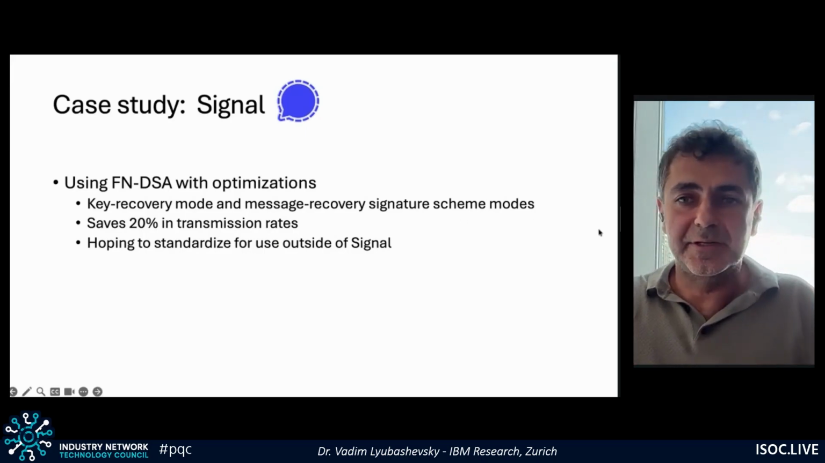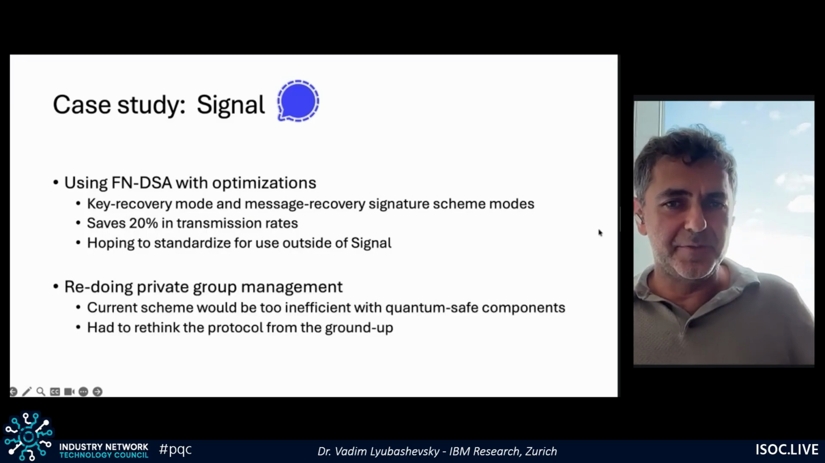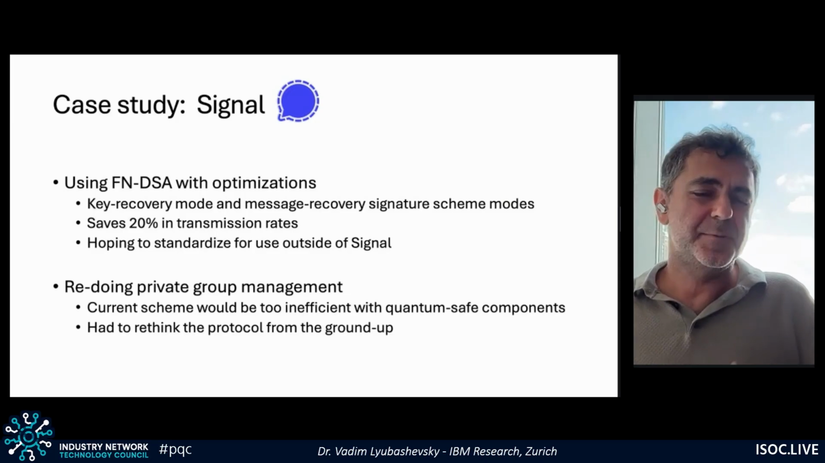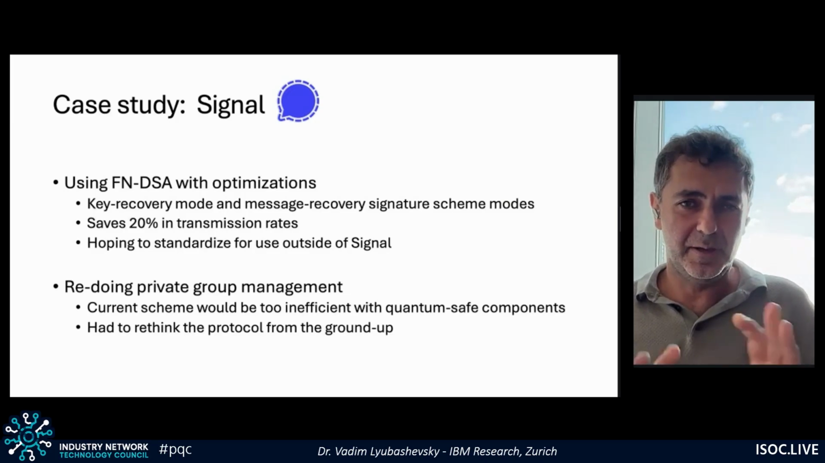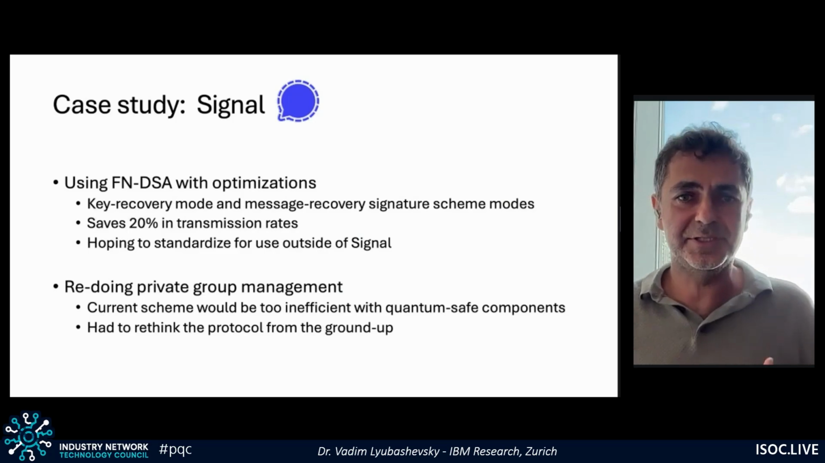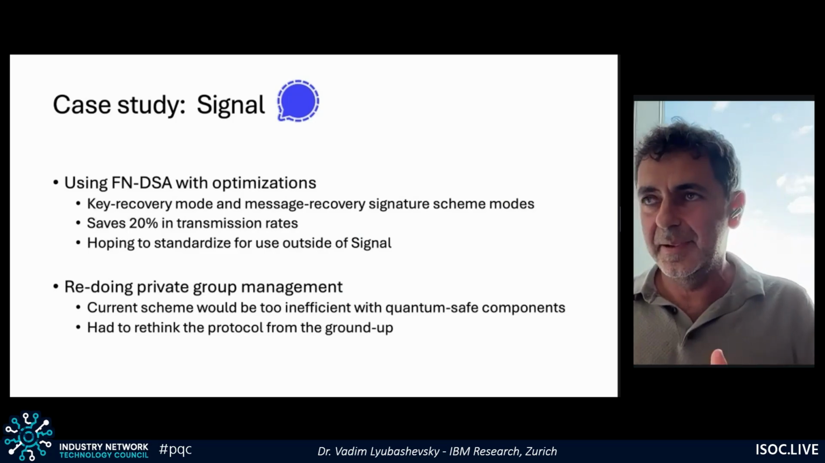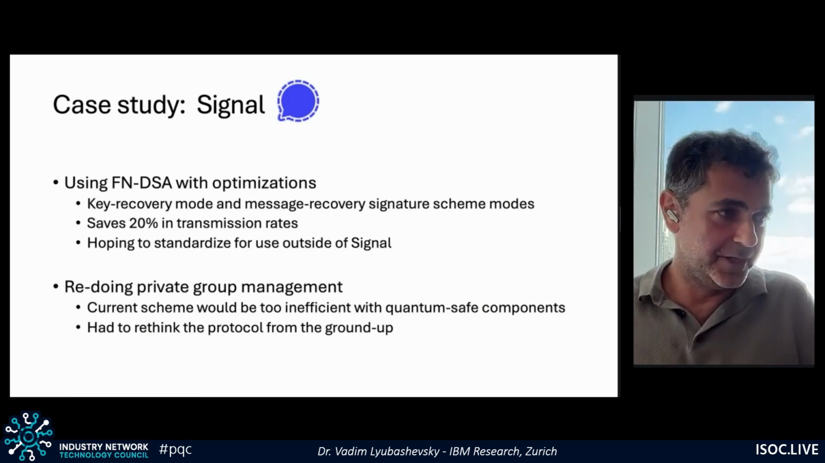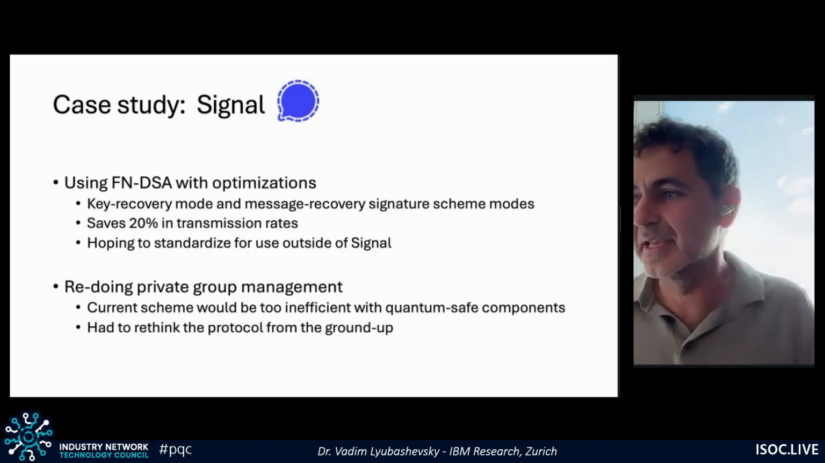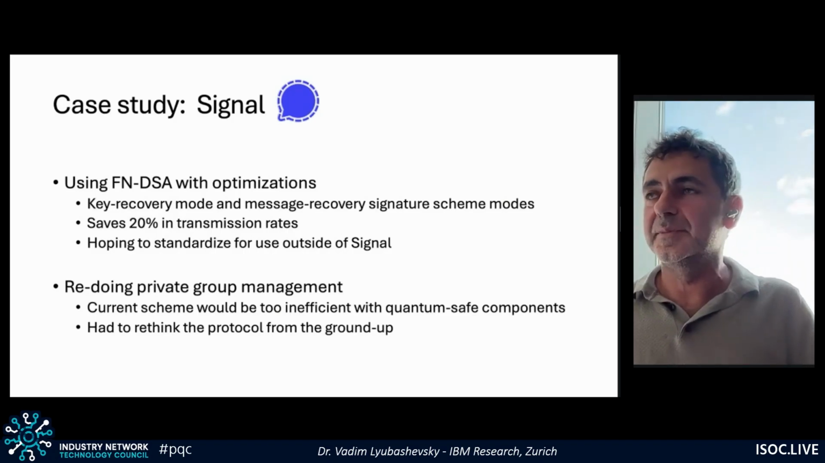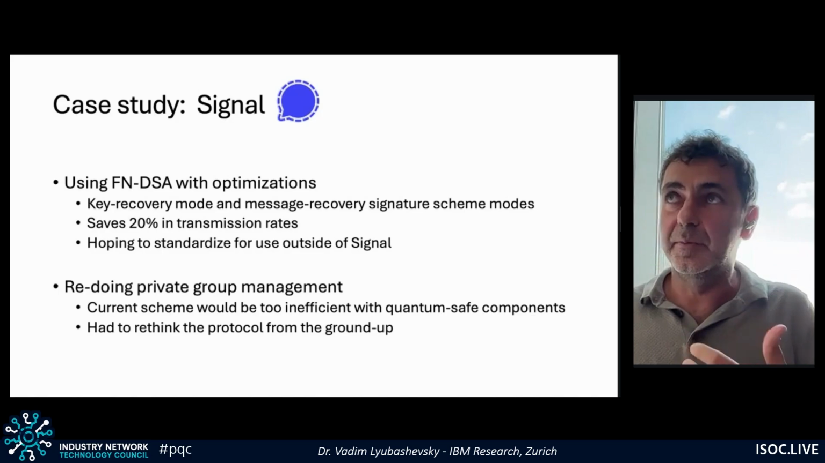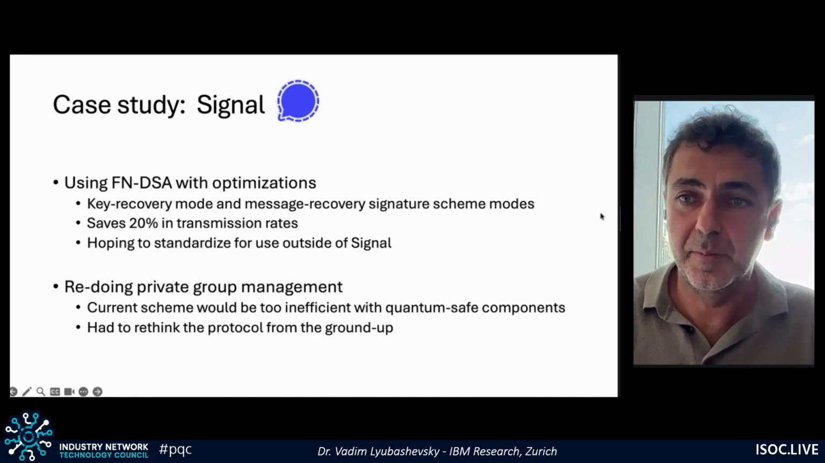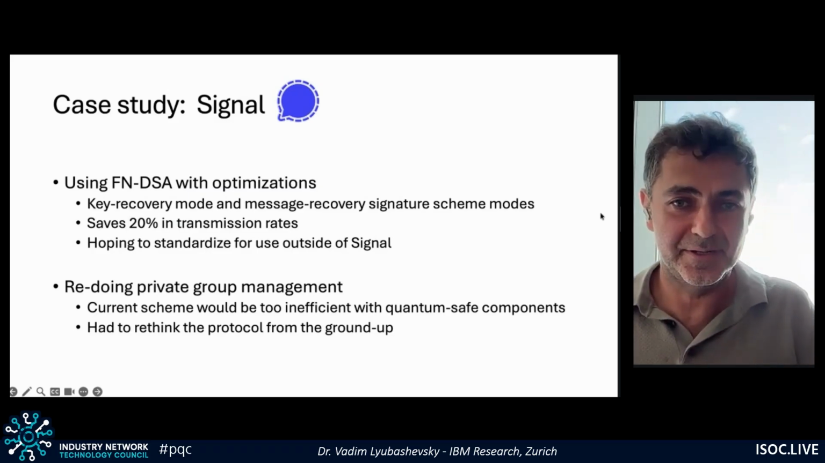And hopefully we can standardize this outside of Signal, and also their private group management. The current scheme would be very inefficient with quantum safe components. So we had to rethink the protocol from the ground up. I'm not saying Signal is going to implement any of this, but even if you look at basic things like certificate chains and things like Signal, which are very centrally managed in some sense, where they can really do all the cryptography themselves, it already requires some thinking to do the transition. So much more complicated systems would be even more complicated, especially distributed, et cetera, et cetera.